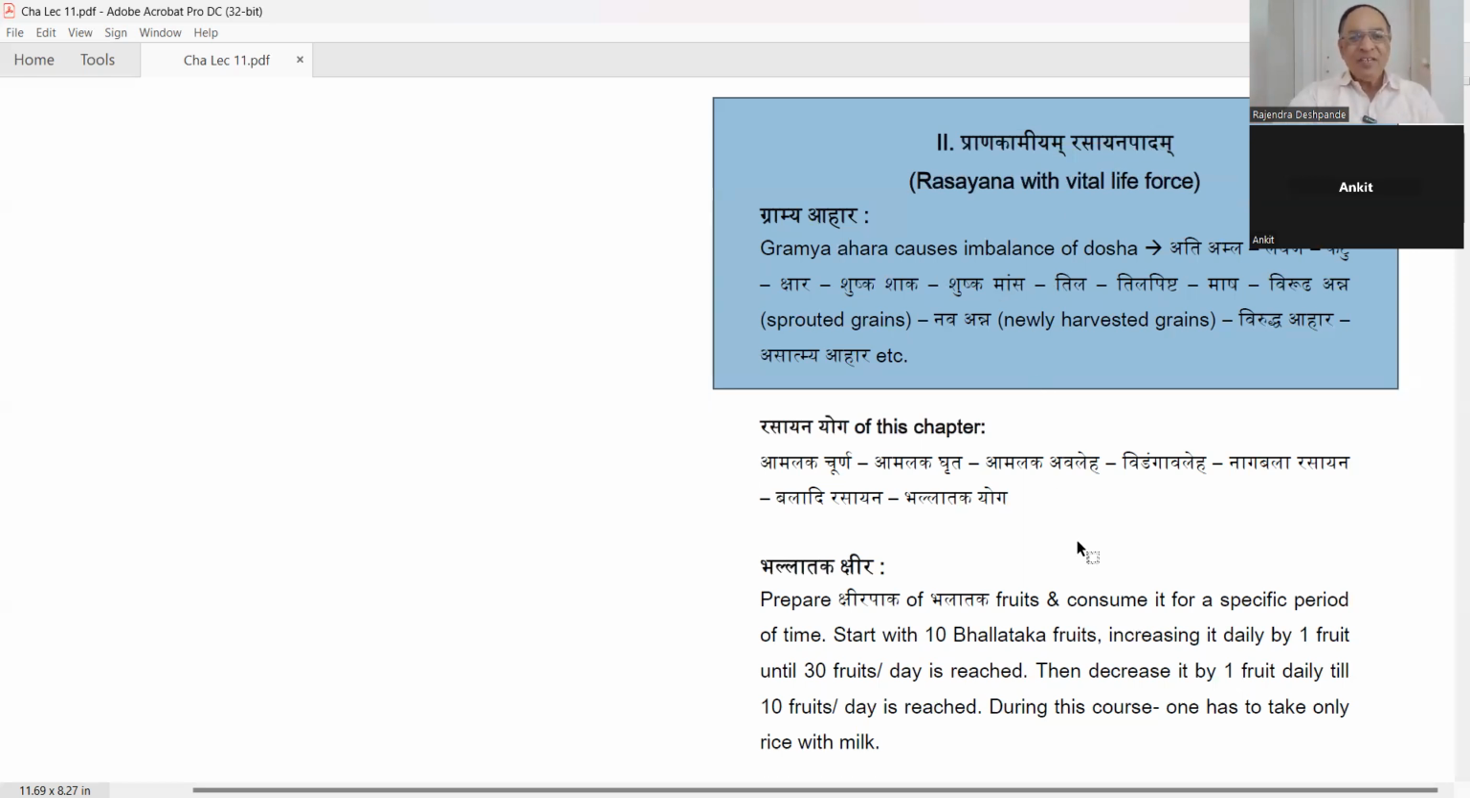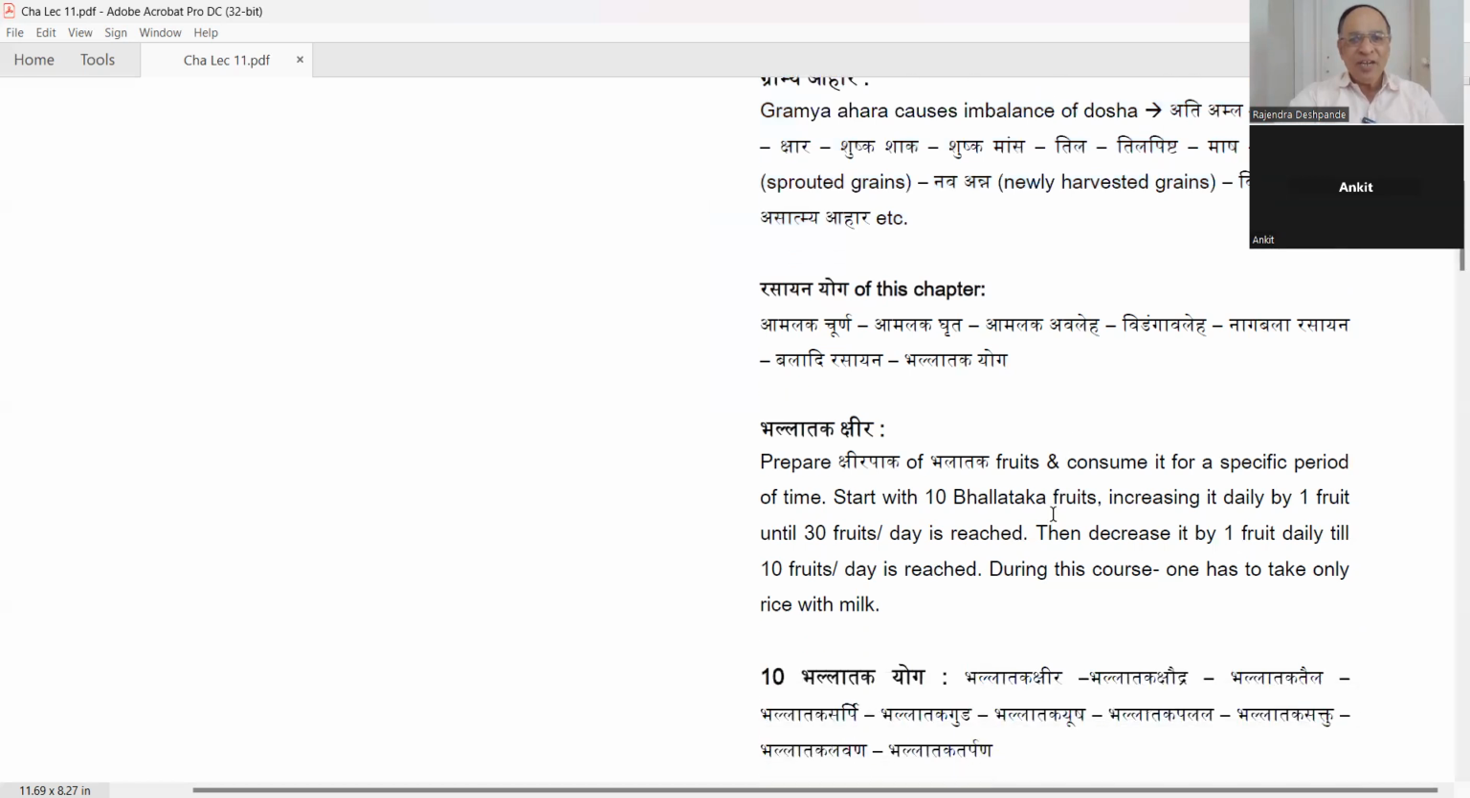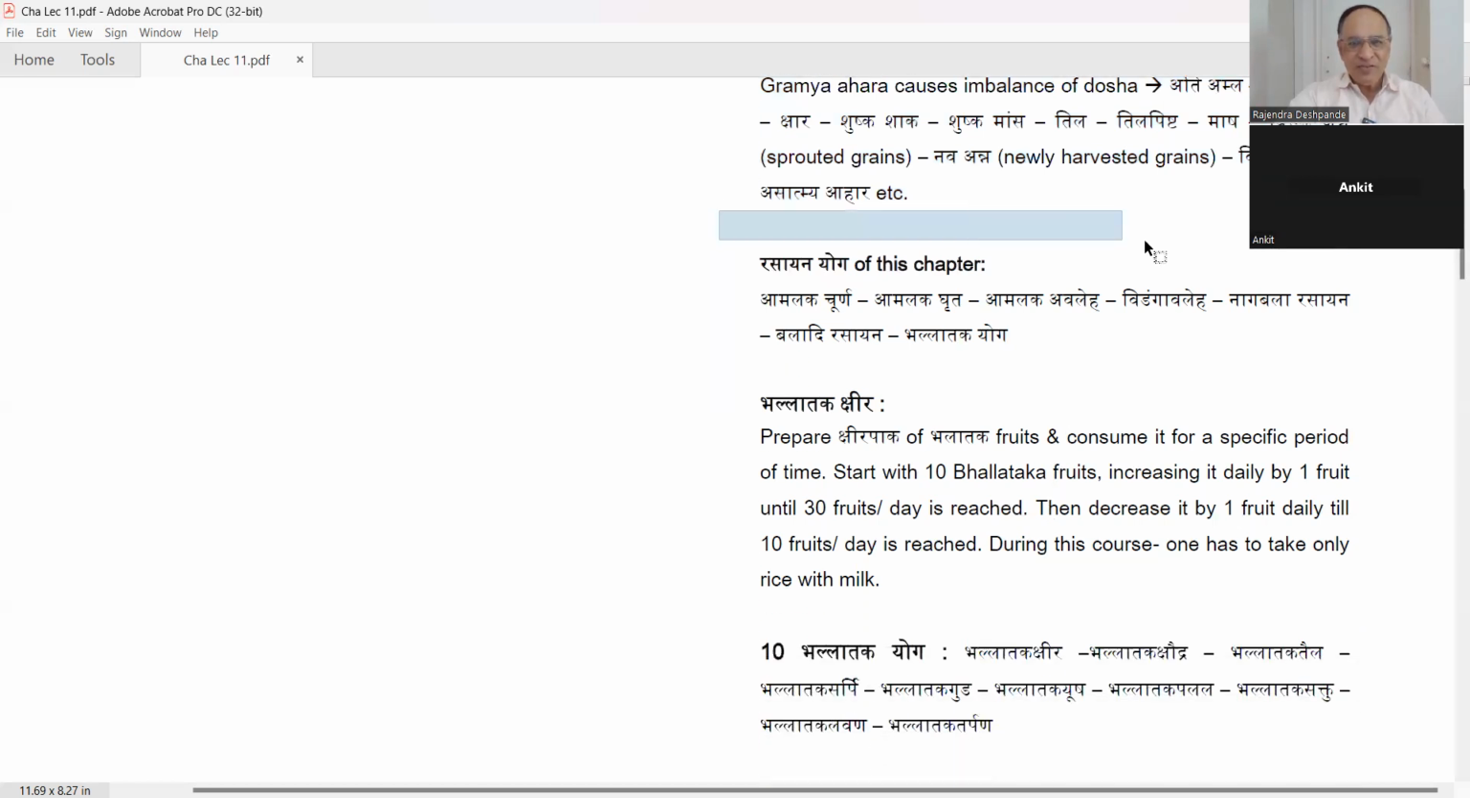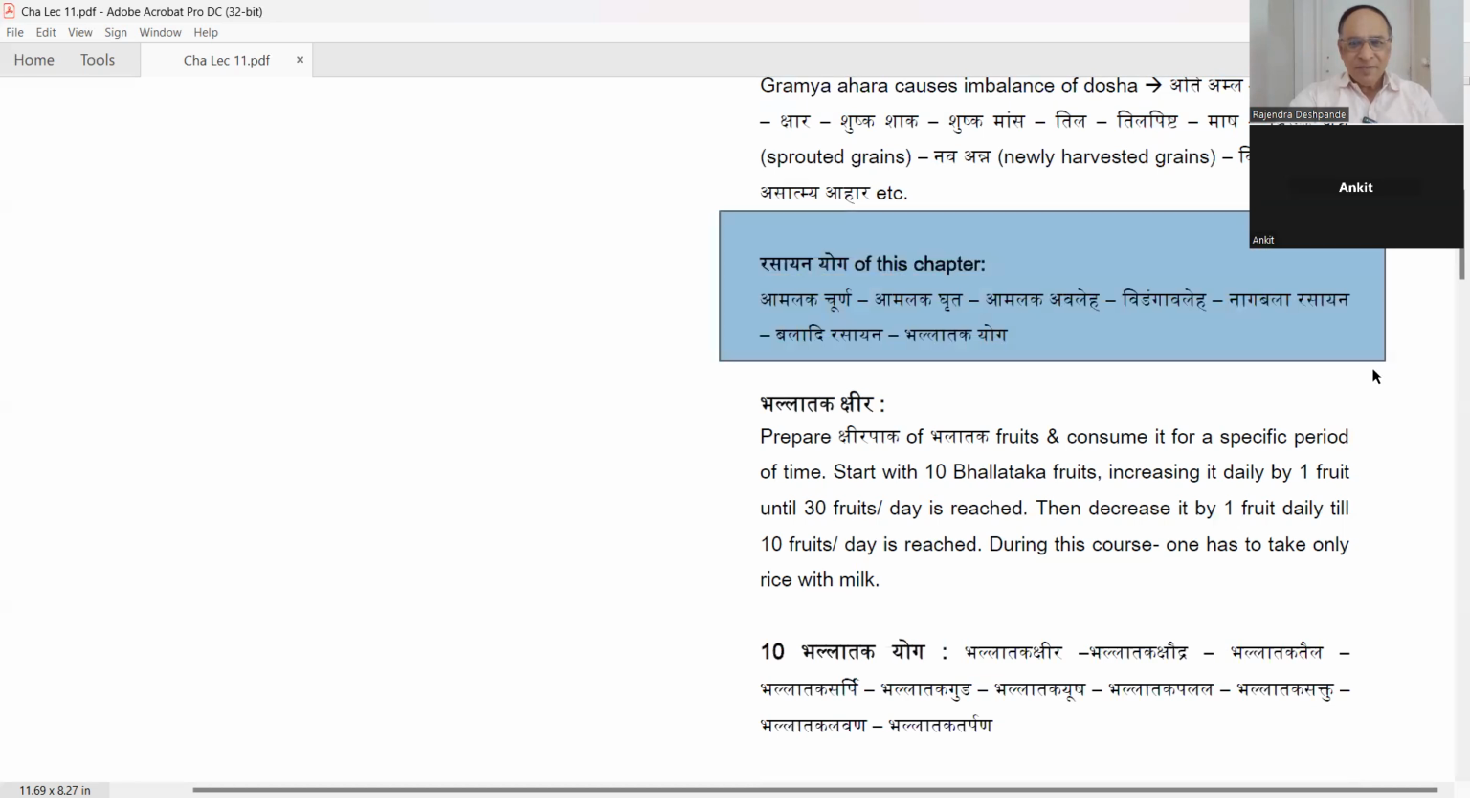Then next, which are the tonics mentioned in this chapter? Here you can see. It is better that you write down this list. This is very important: Rasayana Yoga of this chapter, tonics from this chapter. First is powder, avla powder, Amalaka Churna. Then medicated ghee, Amalaka Ghrita. Then Amalaka Avaleha, that is jam. Vidang Avaleha.